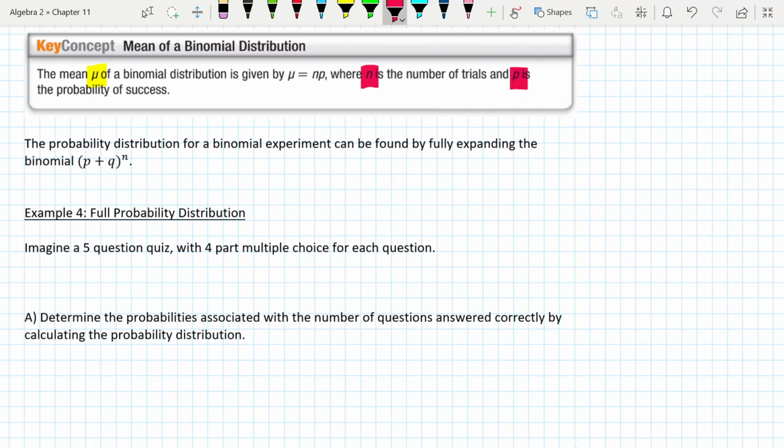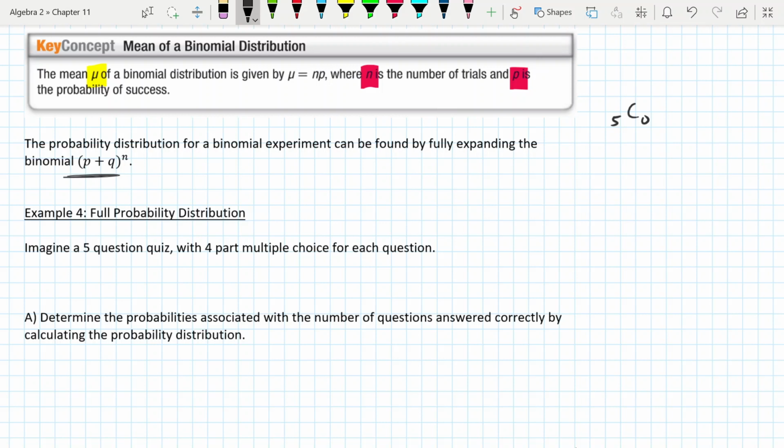So when we're looking at the full probability distribution, you have to look at all the different parts. We're not going to do this for a 20 question quiz. We're going to do this for a 5 question quiz. But the whole idea is basically the same as a binomial distribution. So of course you can choose notation in all of this.